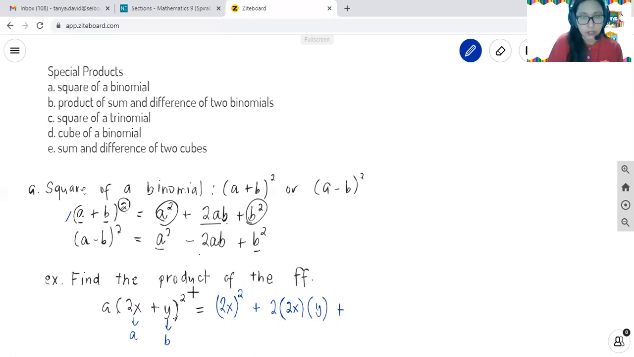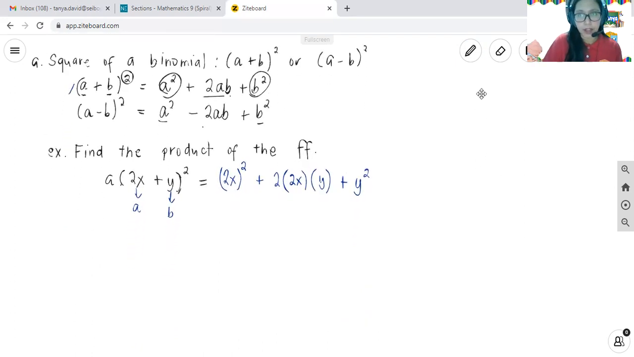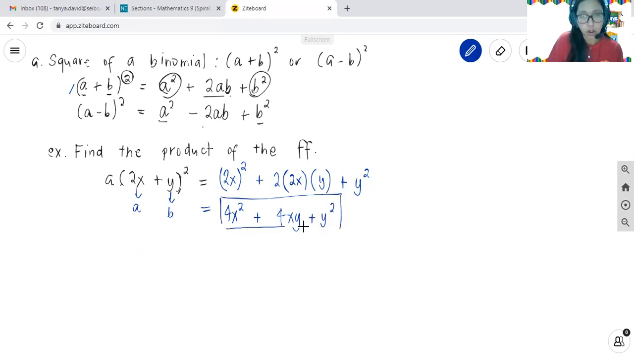plus the square of the last term. So the square of b, and in this case, b is y, so the square of y. Of course, you still have to simplify this one. Let us simplify, and we will have 2x squared is simply 2x times 2x, so 4x squared plus 2 times 2x times y, so 2 times 2 is 4, times xy, plus y squared. Hence, this is now the product of 2x plus y quantity squared.